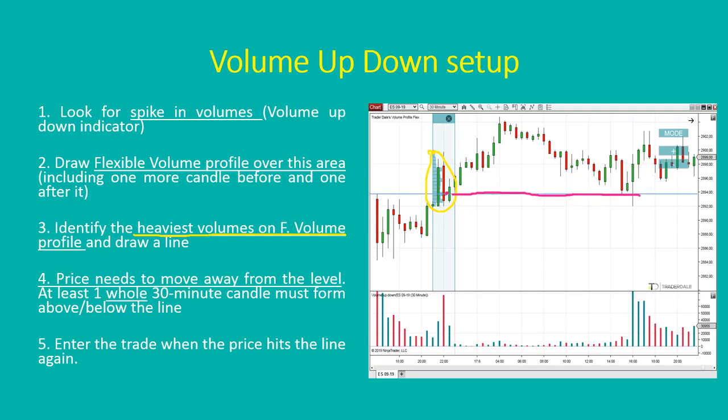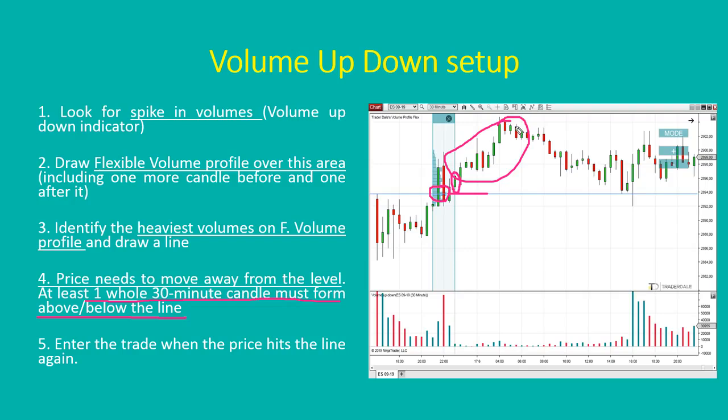Next, step number 4: price needs to move away from the level. So you have the volumes in here, you have the level in here, and the price needs to move away from it. And at least one whole 30-minute candle must form above or below this line. In this case, if you look carefully, it would be this candle, this one. This is a whole candle formed above the line. Then there are more, but this one is enough.